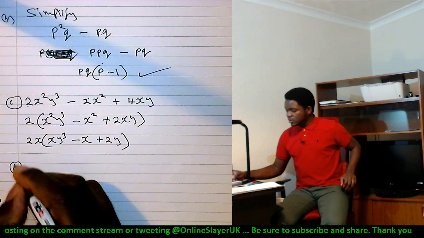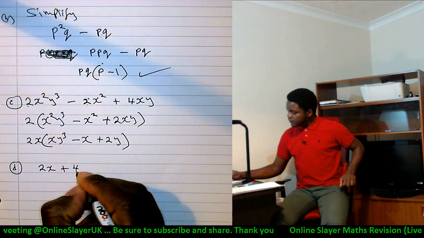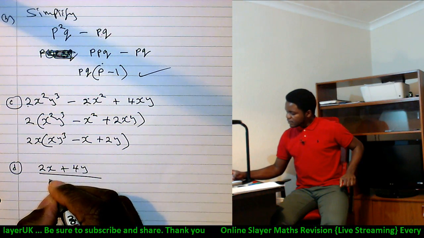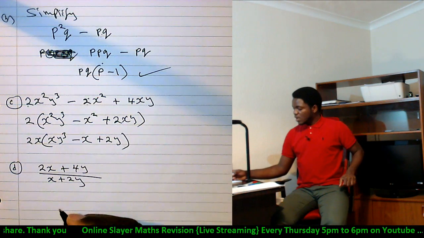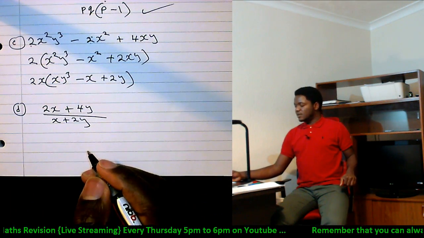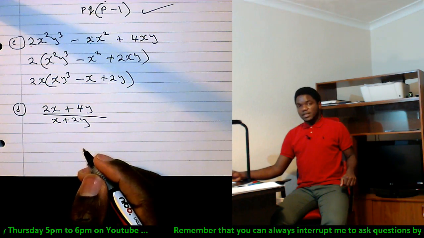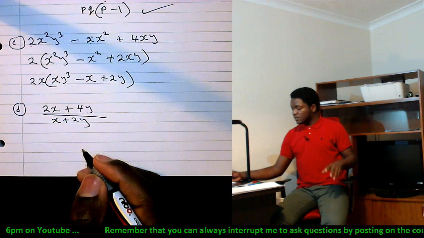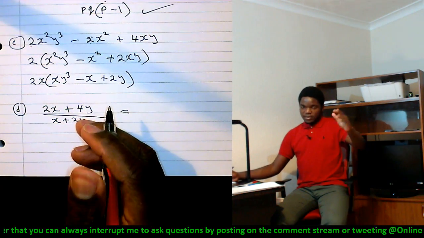Final question is 2x plus 4y divided by x plus 2y. Now, when you're given a question like this, you need to understand that you should simplify the numerator first and then simplify the denominator before anything else. So we're going to start by simplifying both the numerator and denominator separately.